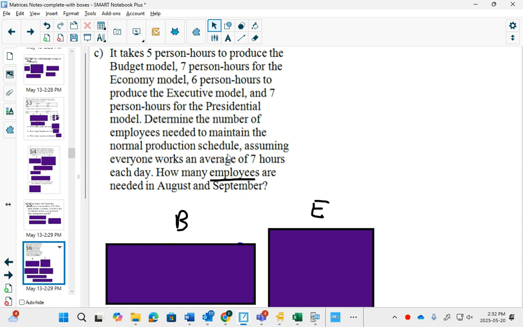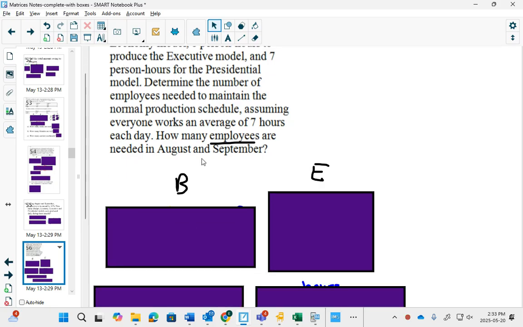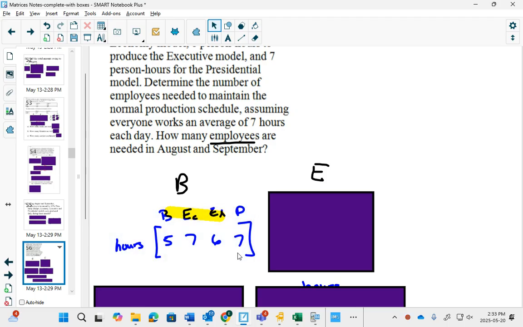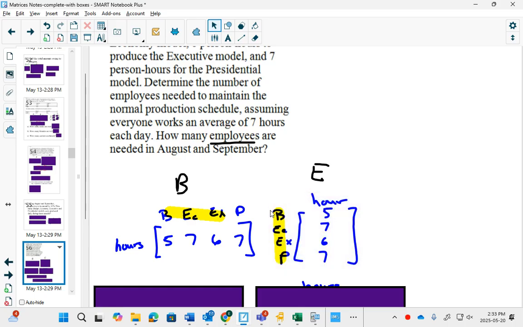All right. So now we add some more complicated. Takes 5 person hours. So 5 people would take only 1 hour together, I guess, if they worked. But it'll take 5 hours total, however many people you have working together on something, to produce the budget model, and so on. So what we have now is the hours that it takes to produce each one, or we could write it this way. It all depends what we want to use this for.